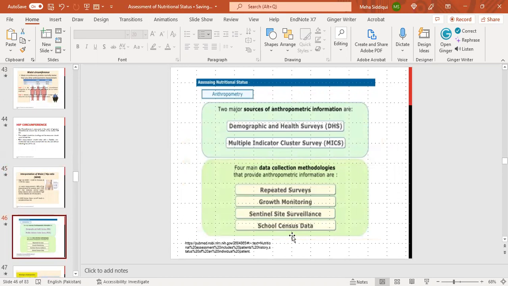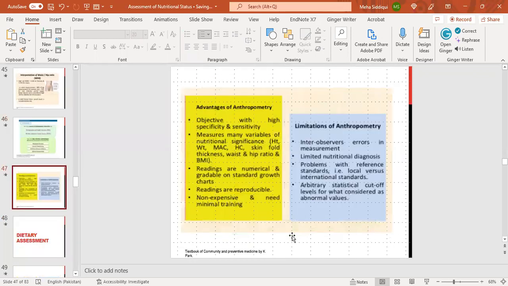So there are two major sources of anthropometric information. We can get them through demographic and health surveys and multiple indicator cluster surveys, and four main data collection methodologies that provide this information are repeated surveys, growth monitoring, sentinel site surveillance, and school census data.